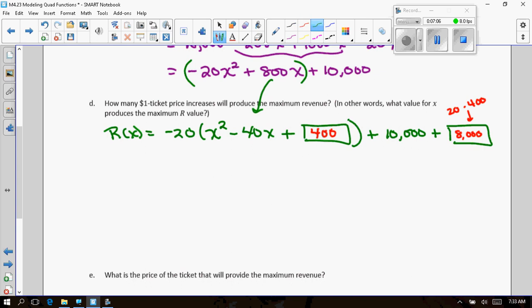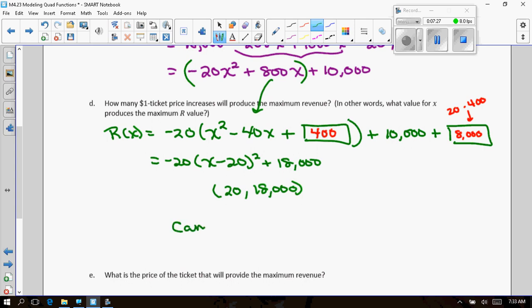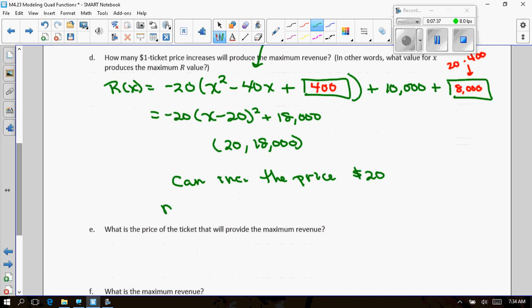So let's put this into vertex form. Negative 20 times x minus 20, quantity squared, plus 18,000. So what is our vertex? 20 and 18,000. Okay, so we can increase the price $20 and get the maximum profit. Our maximum profit is going to be $18,000.